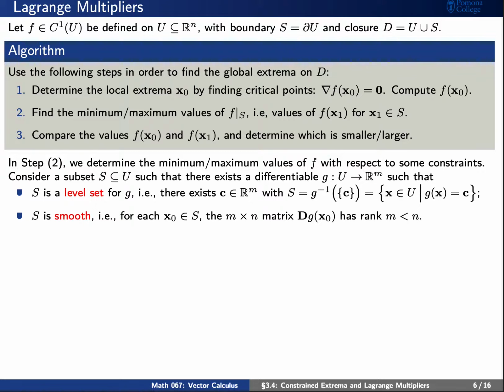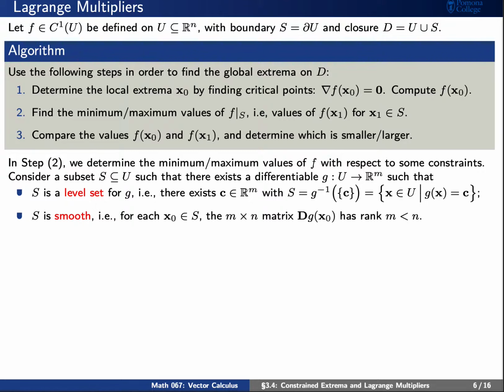To set up everything, let's consider a subset S such that it looks like it's the level set for some differentiable function g. That is, we want to assume that S is in the form the set of x such that g of x equals a constant c.